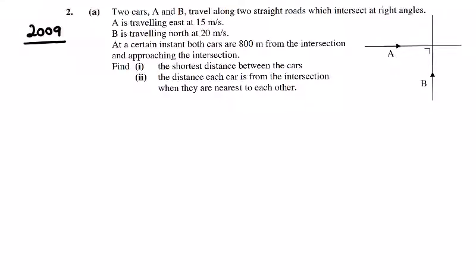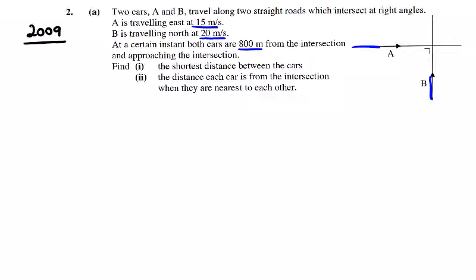This is the 2009 relative velocity question. Two cars A and B traveling along straight roads. We can see here, A is traveling at 15 meters a second and B at 20 meters a second, and at a certain instant both are 800 meters from the intersection.